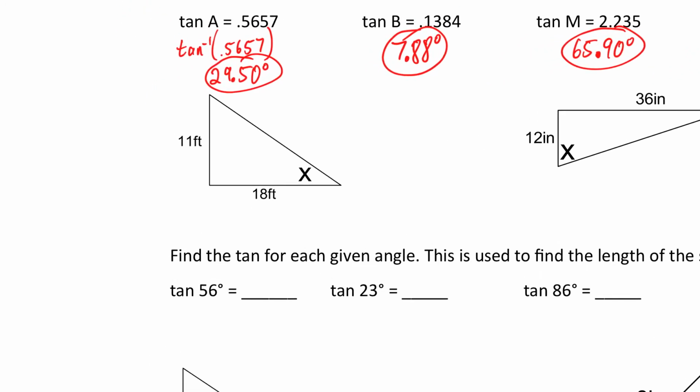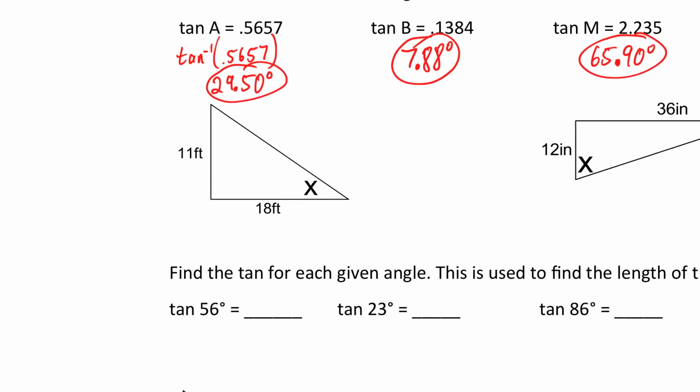Okay, so I'm going to use that idea to find the measurement of this angle right here. So this is the angle I'm looking for. Which side is the H? It's the blank side. Which one's the A, the adjacent? 18. And then O, the opposite, is 11. Okay, so let me remind you of this.